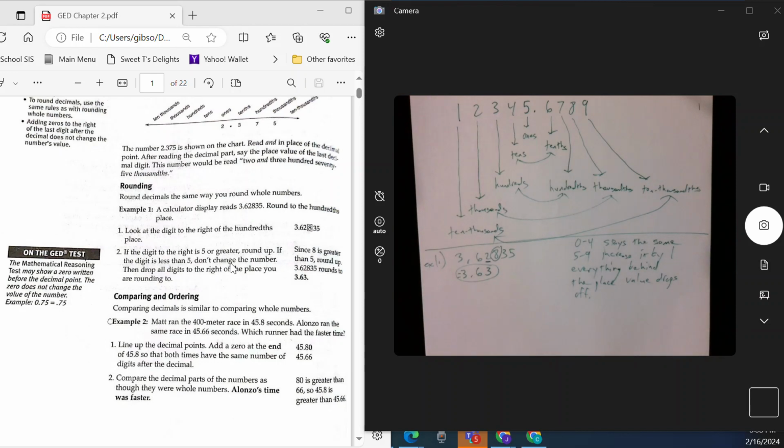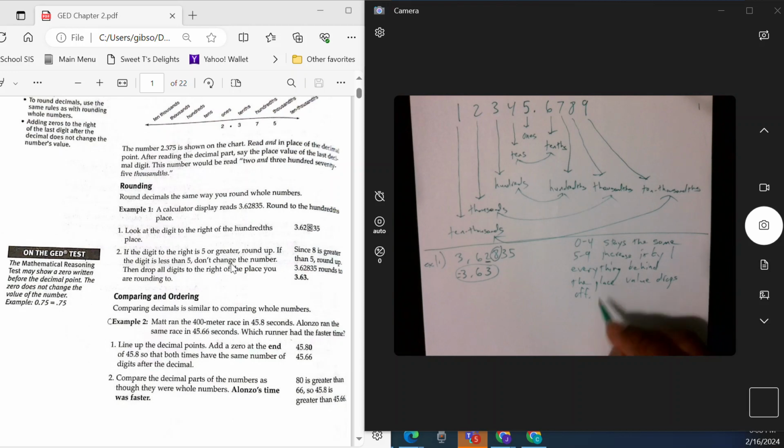So we had 3.63. Now, since I'm speaking on this, you notice this is a big difference from what we did when we rounded in front of the decimal. When we rounded in front of the decimal, except for the ones place, all of the place values behind that digit became zeros.